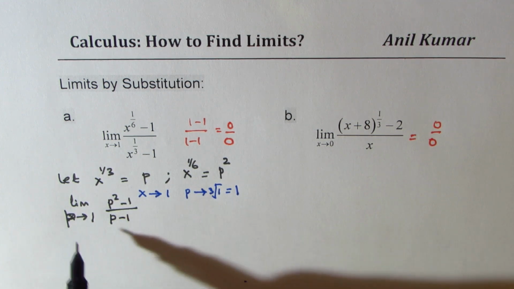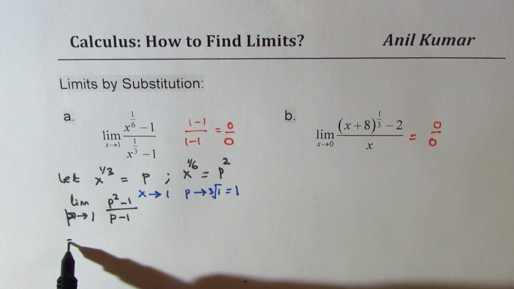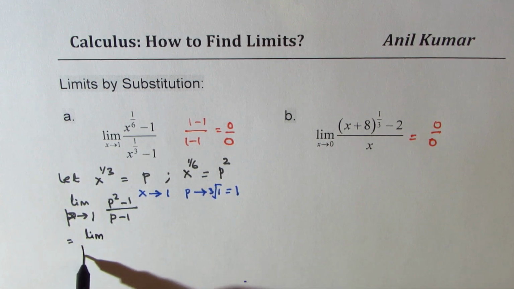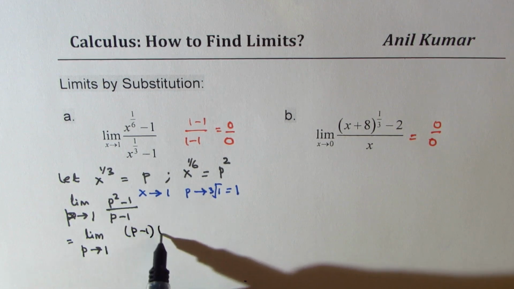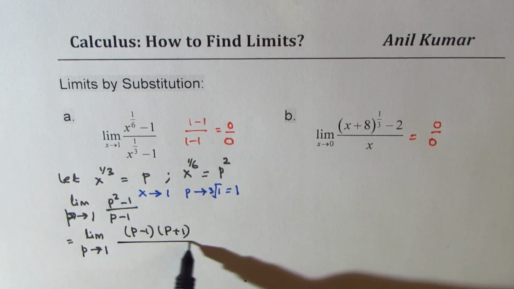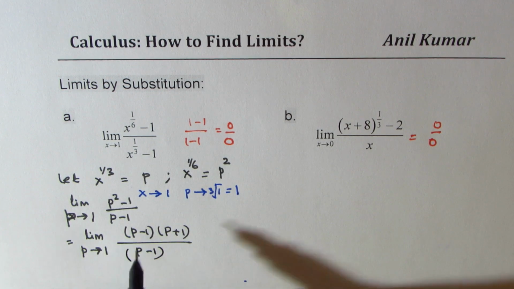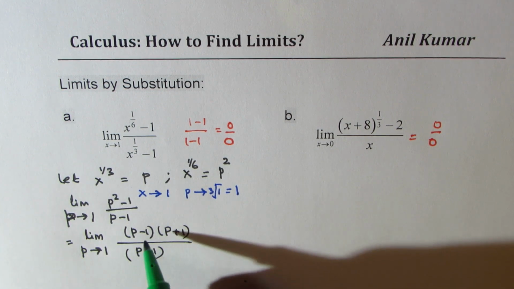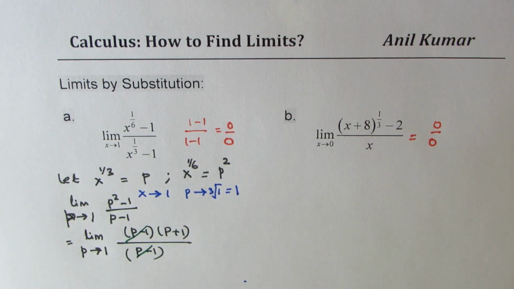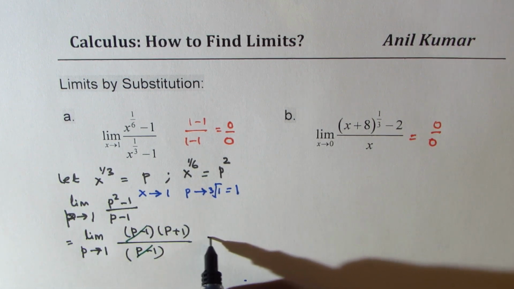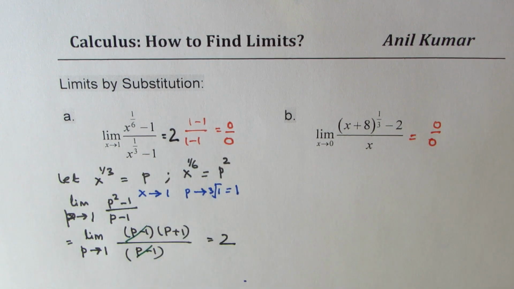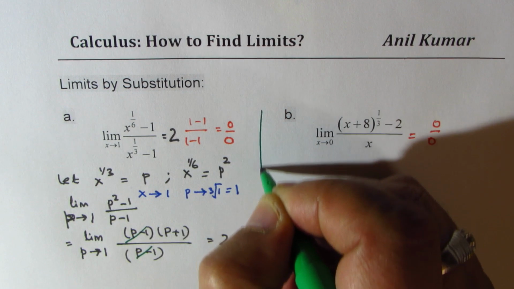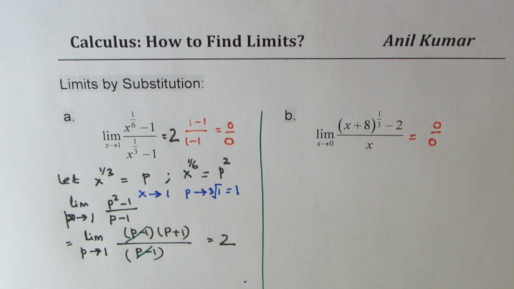Correct? So now we could rewrite this as limit p approaches 1 and factor this. So we get p minus 1 times p plus 1 divided by p minus 1. Now p minus 1 and p minus 1 cancel, and substituting p equals 1, we get the answer as 2. So this limit is equal to 2. You get the idea, right? So that's how you do it. So I'd like you to pause the video and try out this question now.